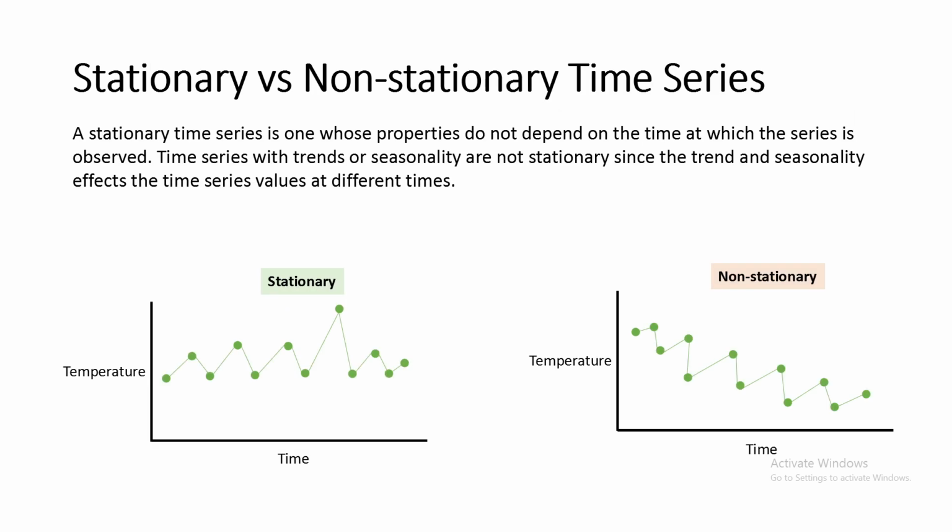What's the difference between a stationary and non-stationary time series? A stationary time series is one whose properties do not depend on the time at which the series is observed. Time series with trends or seasonality are not stationary, since the trend and seasonality affect the time series values at different times. So in the first image here, we have a stationary time series. There is no trend or seasonality. And in the second time series, there is a trend, and so it is non-stationary.